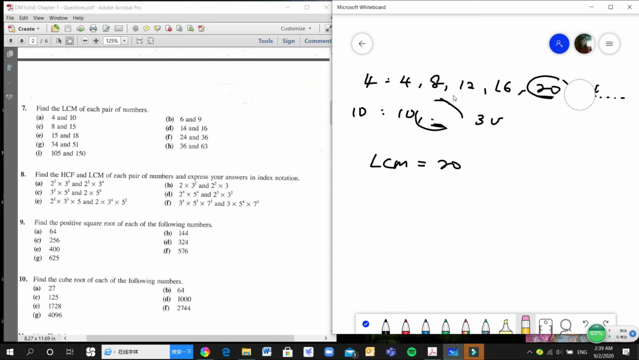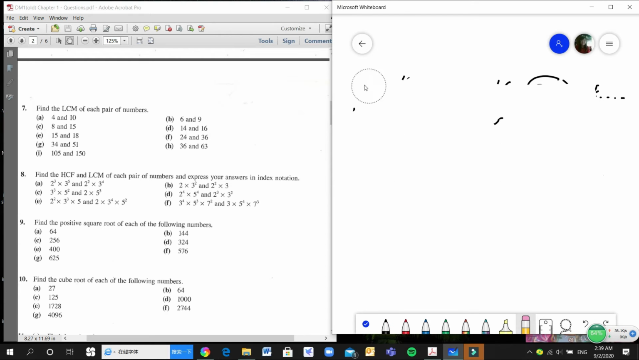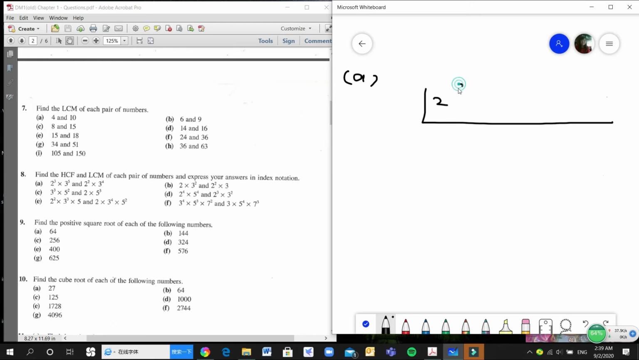If they ask you about the HCF and LCM for each pair of the numbers, and ask you to write in index notation, then it's very good because this one will save time. Let's look at question 1. 2 power 2, 3, and then 3 power 5, and then the other number is 2 times 3 power 4.